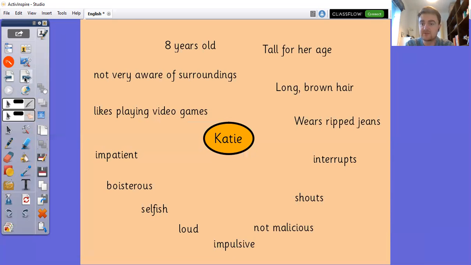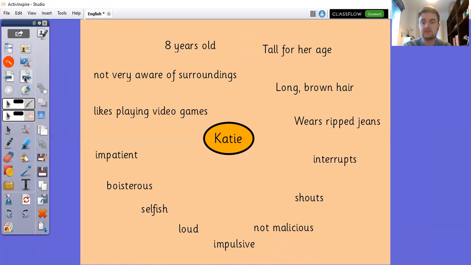So I'm going to have 2 characters. I'm going to have twins who are quite dissimilar to each other. So this is my first character, Katie. She's 8 years old. She's quite tall for her age. She's got long brown hair. She wears ripped jeans. Now, I think for my story, I'm going to make it that the jeans weren't meant to be ripped, but they are ripped because she's quite boisterous, as we can see on the slide, which means that she's running around a lot, she falls over a lot, and that's how the jeans get ripped.